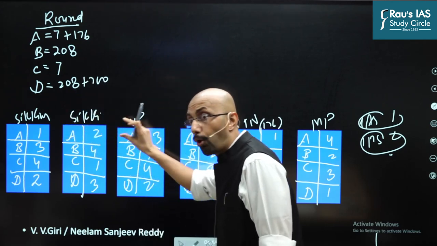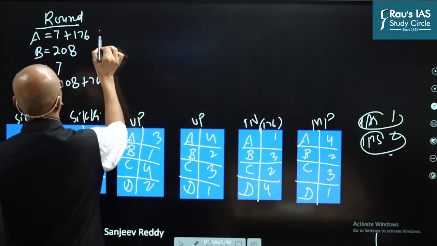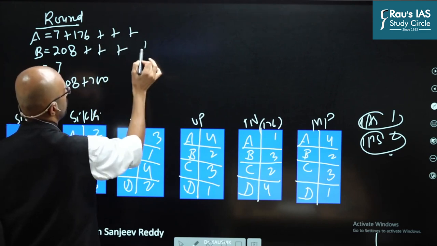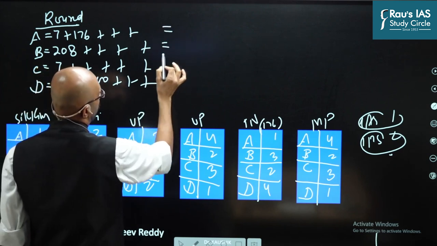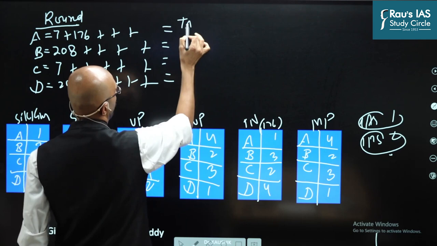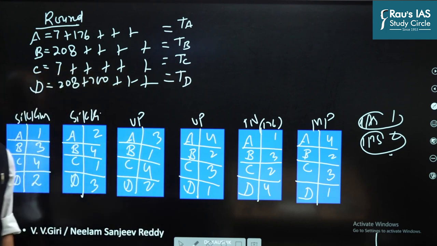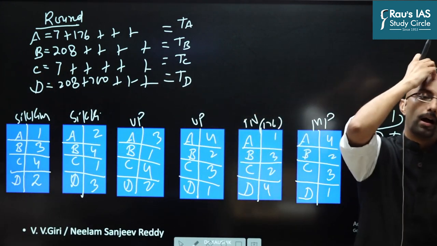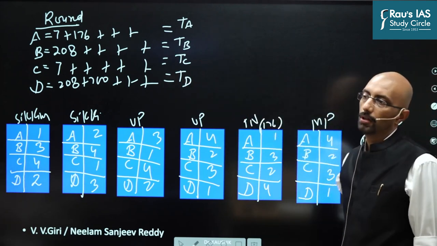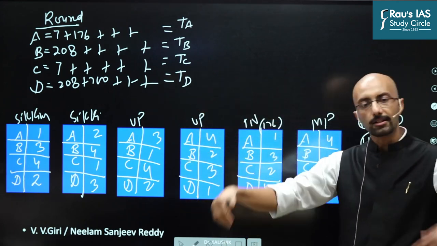Now I will do this exercise for all the votes of MLAs and MPs. So I will keep doing plus, plus, plus, like this. So in the end, I will get total votes of A, total votes of B, total votes of C, total votes of D. A, B, C, D, four are the candidates. Now comes the question: to be declared elected, how many votes do these candidates need? So how many votes should A get or B get or C get? Then we can declare either of these as President of India.